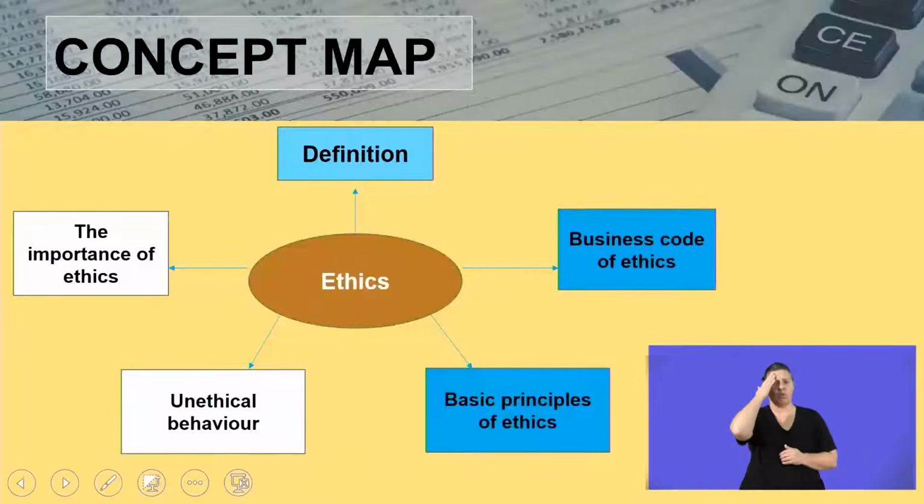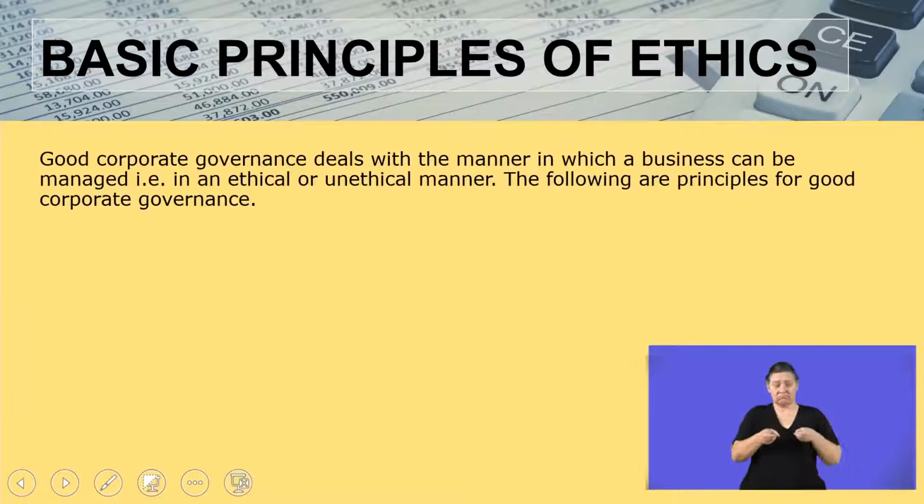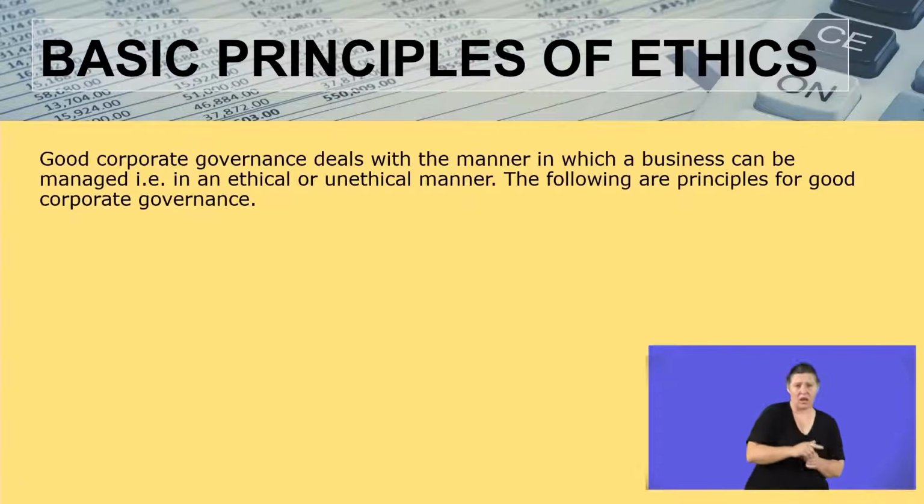Now, we're going to go to the basic principles of ethics, okay? We want to know what these basic principles of ethics are. Let's begin with the first one. Good corporate governance deals with the manner in which a business can be managed, that is, in an ethical or unethical manner. The following are principles for good corporate governance.